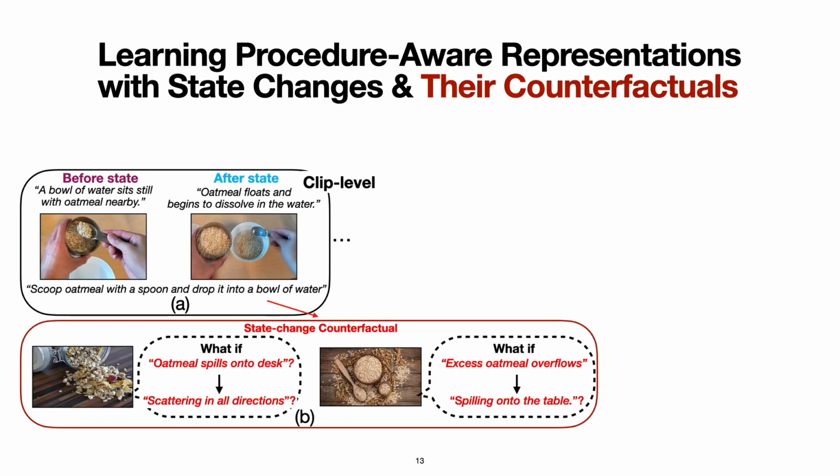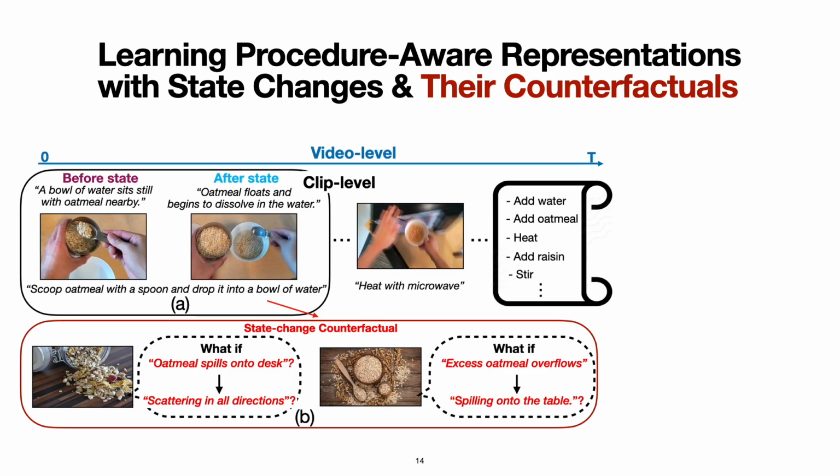Next, we prompt Llama to generate state change counterfactuals by asking it to imagine what-if scenarios. For example, what if the oatmeal spilled onto your desk? What would have happened?